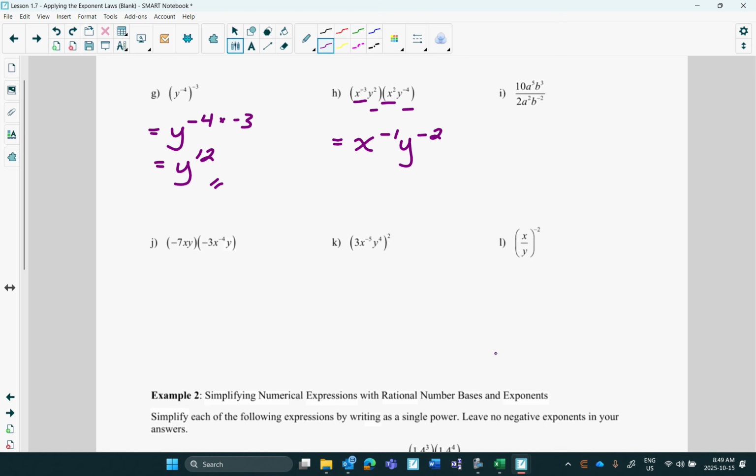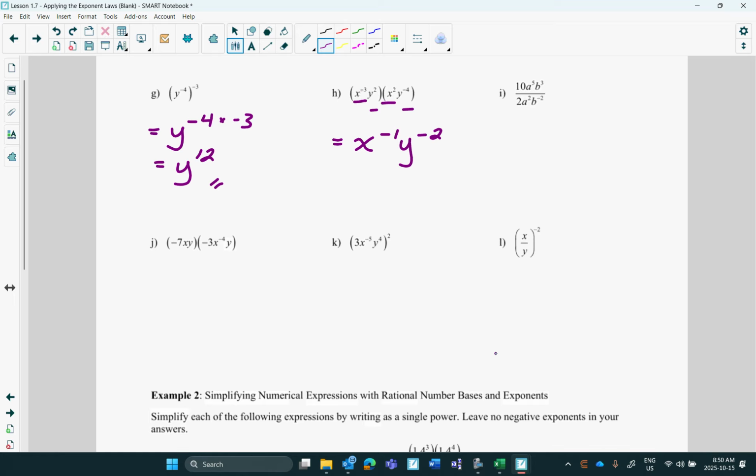I thought it was 5. Wait, are you multiplying? No, because we're multiplying the powers, so we add them. It's not like this. X to the negative 3 times x squared, we go negative 3 plus 2, which is negative 1. And then we go 2 plus negative 4, which is negative 2.